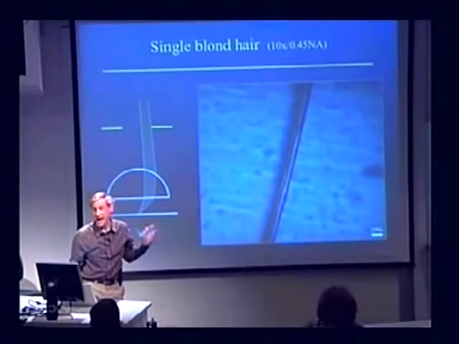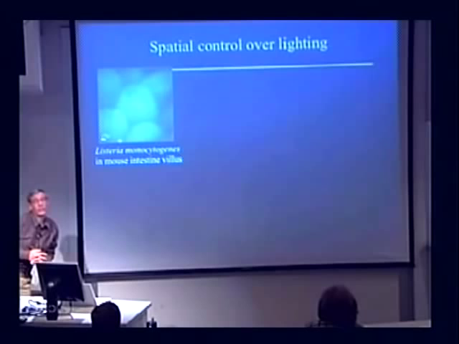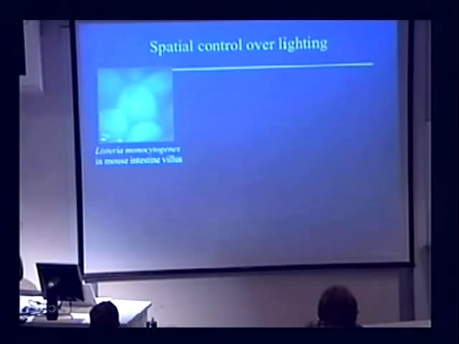Let's talk about spatial modification of the light. So this is a collaboration with Julie Theriot in biochemistry. We're looking at Listeria monocytogenes, which is a dangerous foodborne pathogen. And here it is. There are two bacteria here that have infected the villi, the folds, of the intestine of a mouse. It's hard to see them, however, because everything is fluorescing in this view.